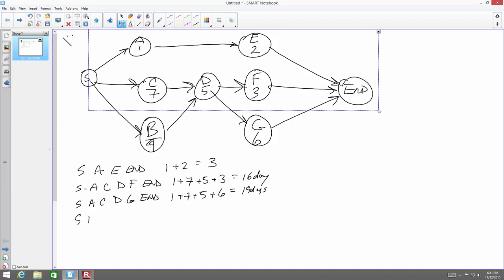One alternate route will be start, B, D, F, end. We have 4 plus 5 plus 3 for a total of 12 days. And we could go start, B, D, G, end: 4 plus 5 plus 6 equals 15 days.